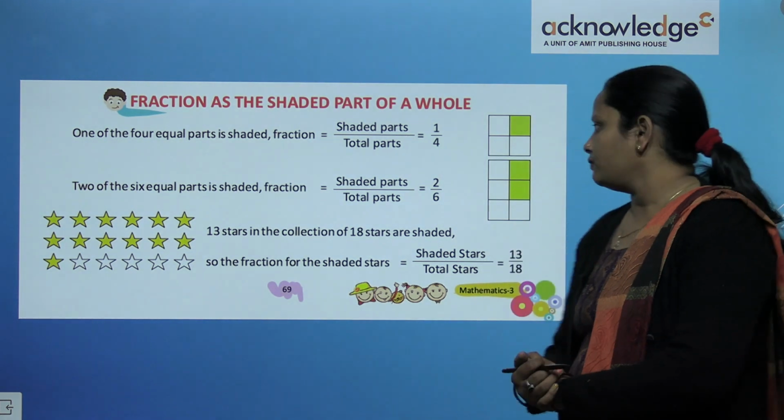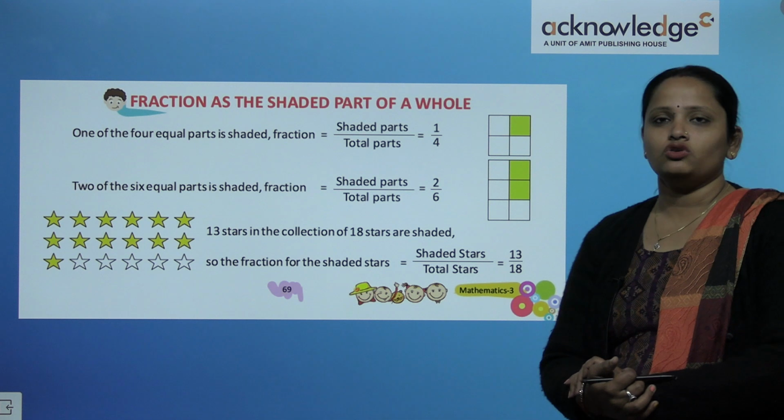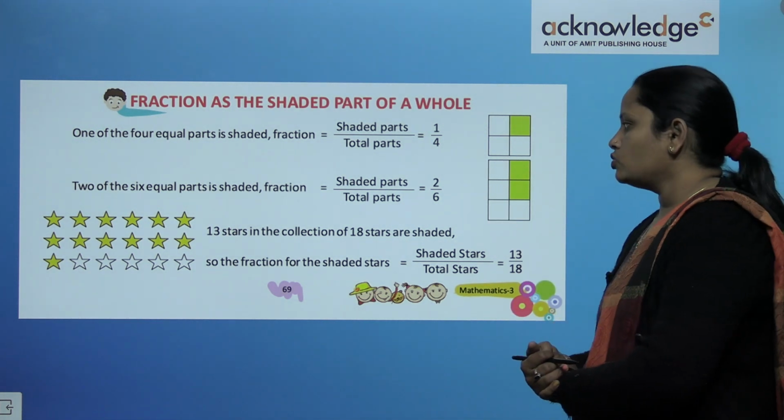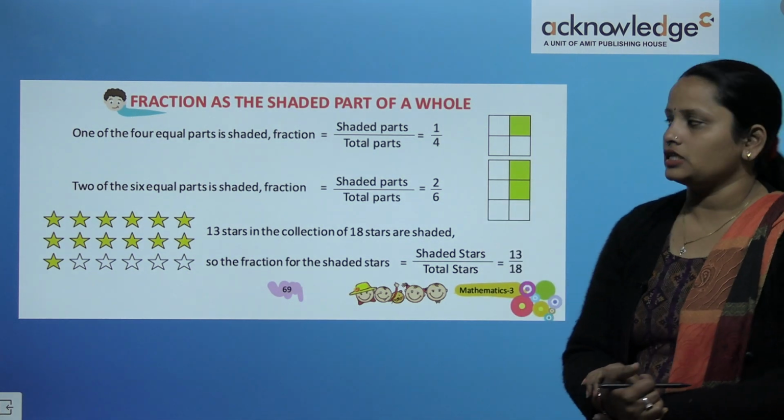2/6 कैसे बोलेंगे? Here there is a figure, इसमें 6 पार्ट्स हैं टोटल, इसमें से हमने 2 पार्ट को शेड कर रखा है. So what we will write? We will write it as 2/6. Shaded part ऊपर, total parts नीचे.